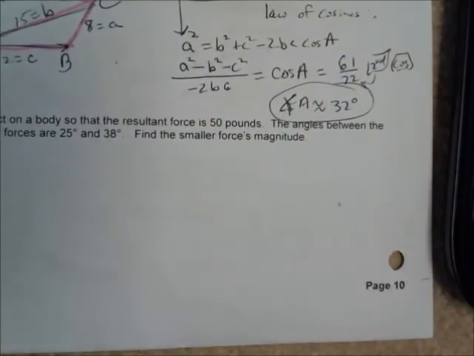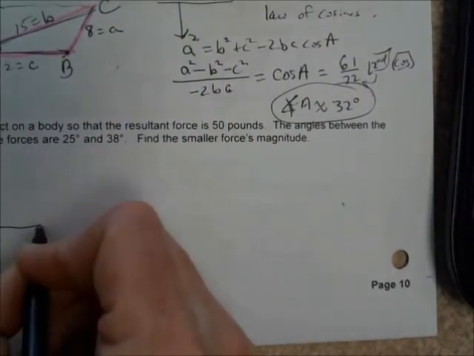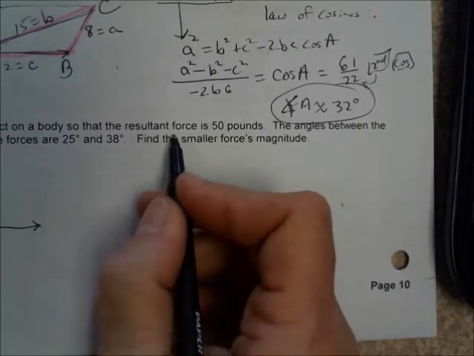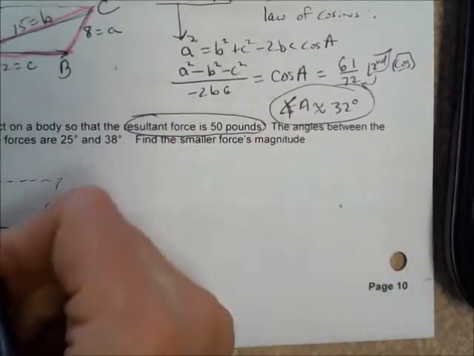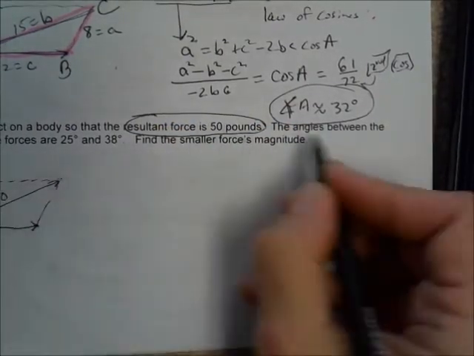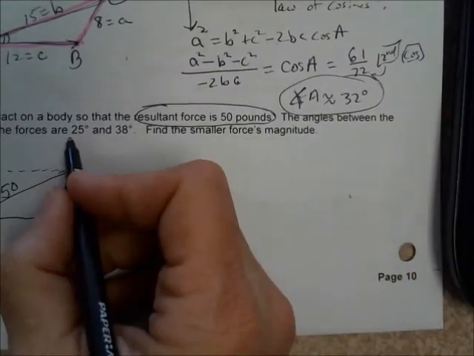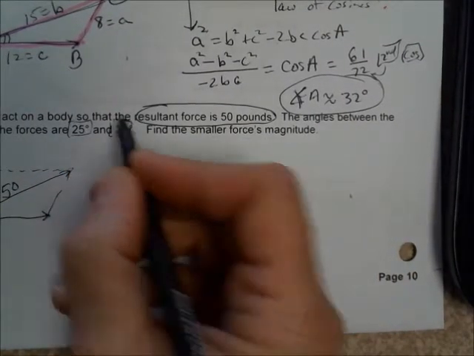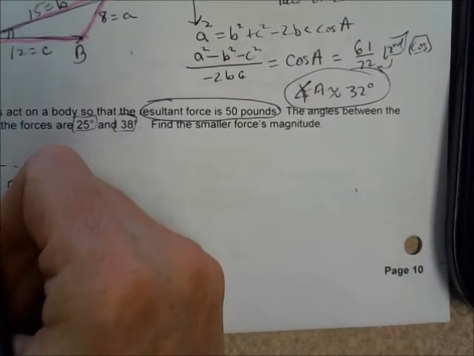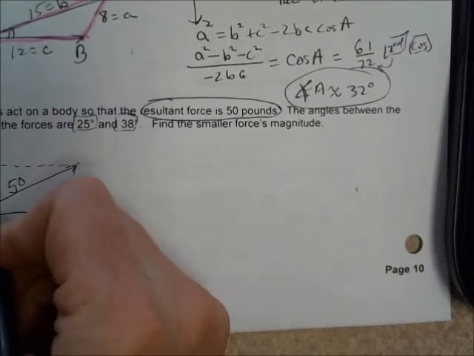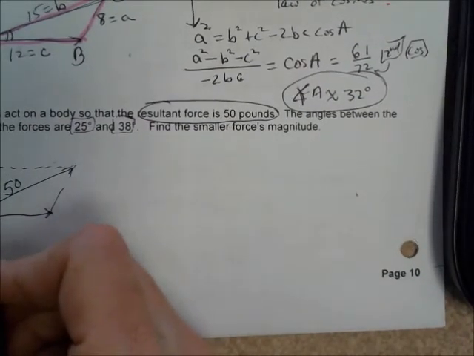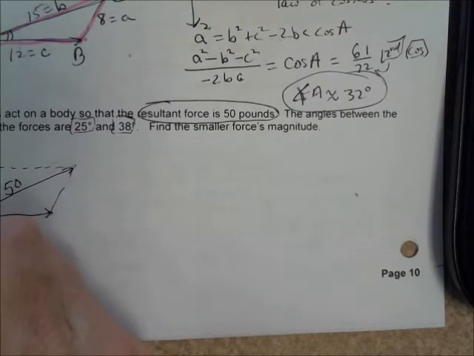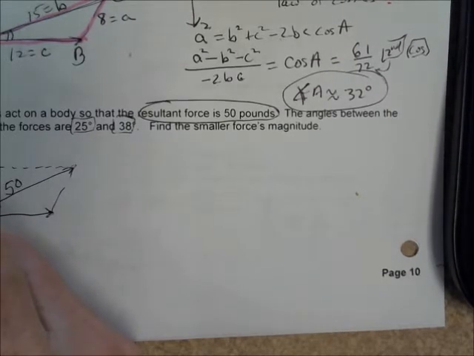And then the last example, two forces act on a body. So the resultant force is 50 pounds. So we know the resultant is 50 pounds. The angles between the resultant and the forces are 25 and 38. Well, remember, the larger angle goes on top, so he's 38 degrees and he's 25 degrees. And if you add up 38 plus 25, together they make 63 degrees. So this angle, 38 plus 25, is 63 degrees.